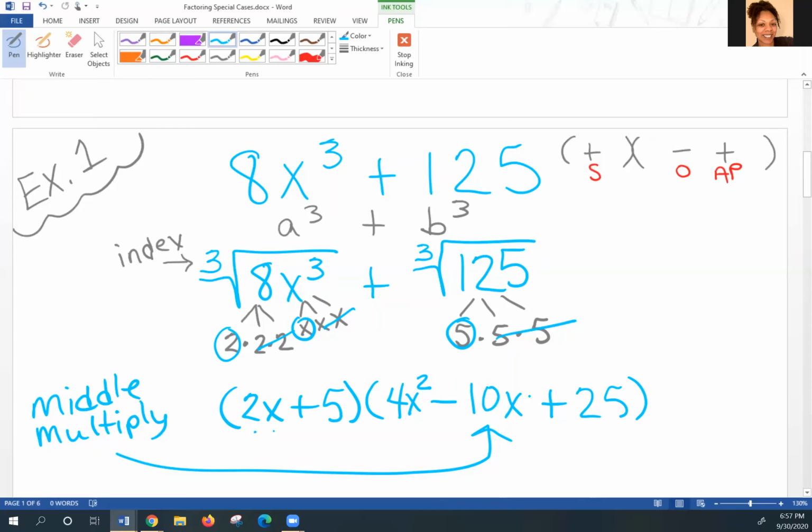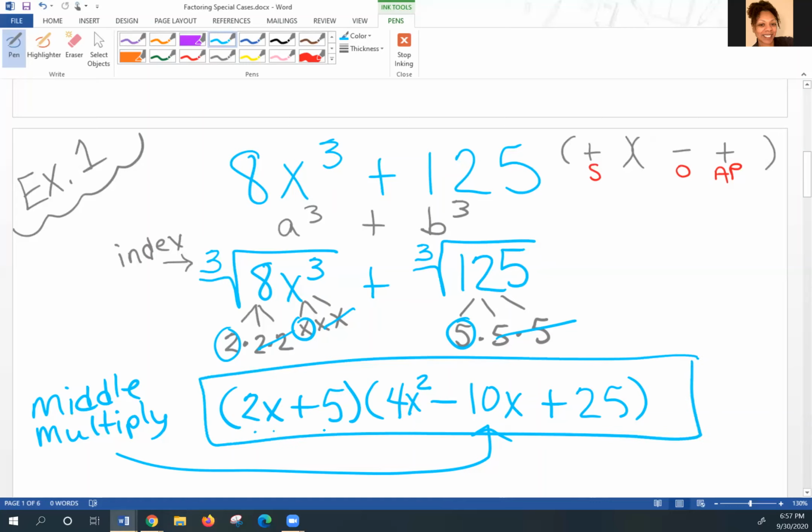So the answer for this problem is a binomial times a trinomial: 2x plus 5 times 4x squared minus 10x plus 25. And again, it spells SOAP: plus, minus, plus. That wasn't so bad, was it?